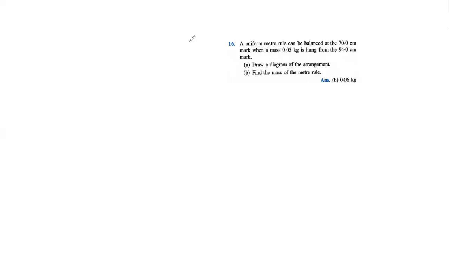Hello everyone, we are back again with question number 16. This is the 16th question of chapter 4, ICSE grade 10. Let's start. We will always have to remember that whenever we are talking about a meter rule, the weight of the meter rule is always concentrated at the center. So if it is a meter rule from 0 to 100, its weight will be concentrated at the center, which is at 50. So with that basic in mind, we'll start with question 16.